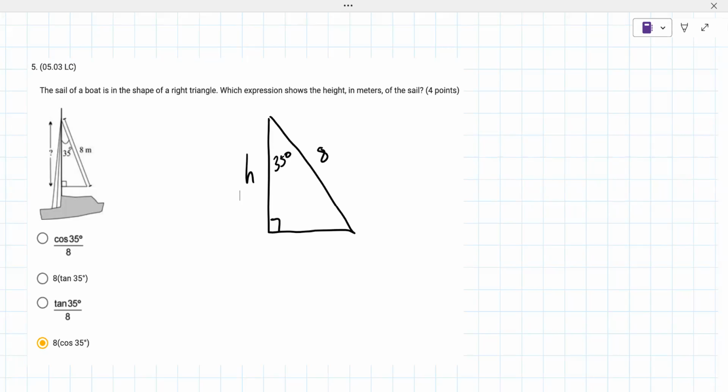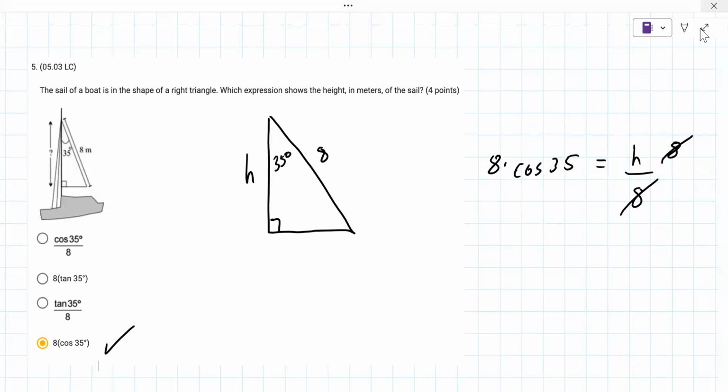They gave us the hypotenuse, and we're asking for the adjacent. So adjacent over hypotenuse, which would be cosine. The cosine of 35 equals h over 8. So how do you solve for h? Multiply by 8 on both sides. Yep. All right, good.